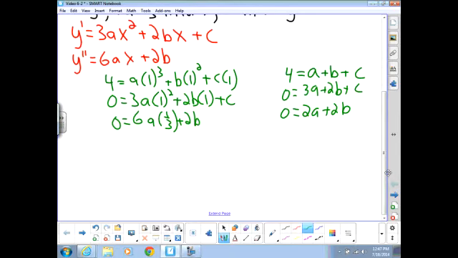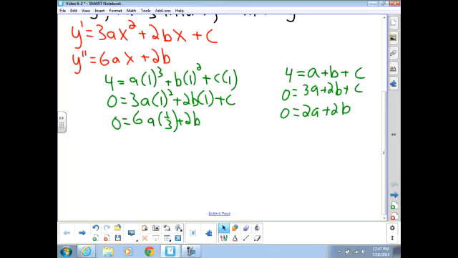What we've now created is a system of 3 equations with 3 unknowns. We were missing a, b, and c in the original equation. However many variables you're trying to find, or unknowns that you have, a, b, and c in this case, that's how many equations you have to set up. If you have 2 unknowns, you need 2 equations. 3 unknowns, we need 3 equations.